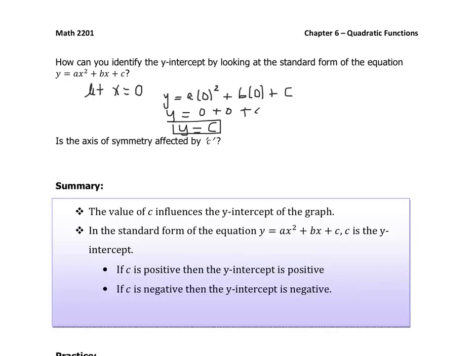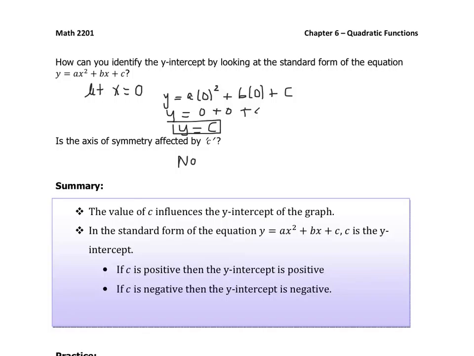Is the axis of symmetry affected by C? The answer to that would be no. Now, when you take an equation and change the A's and B's and C's, obviously the vertex would move and the axis of symmetry would move, but it wouldn't be affected by the C. It would be the B value that's affecting it.